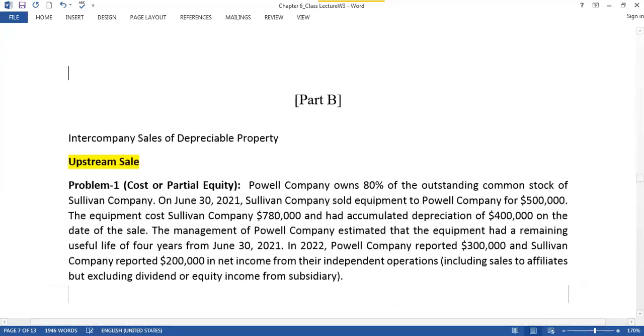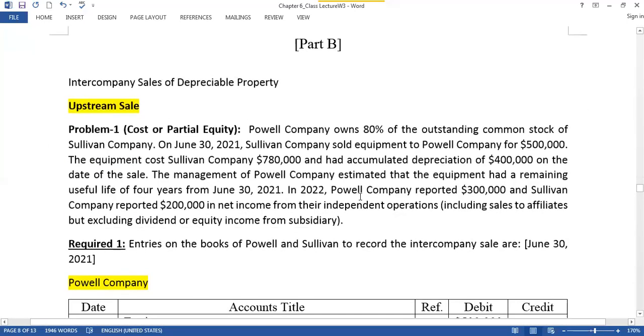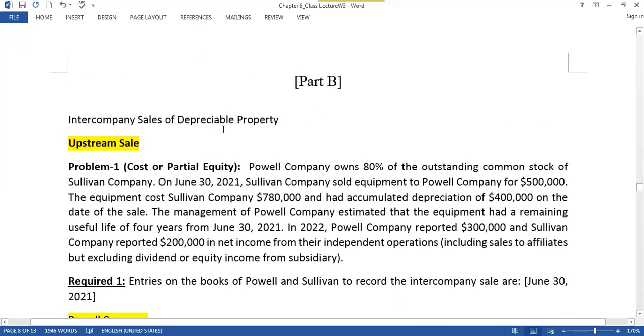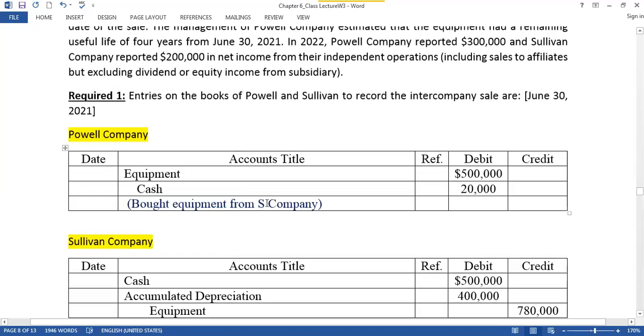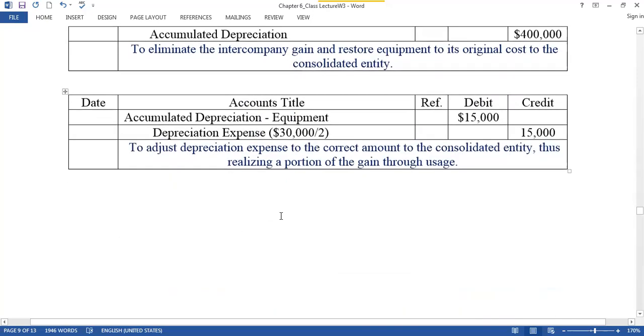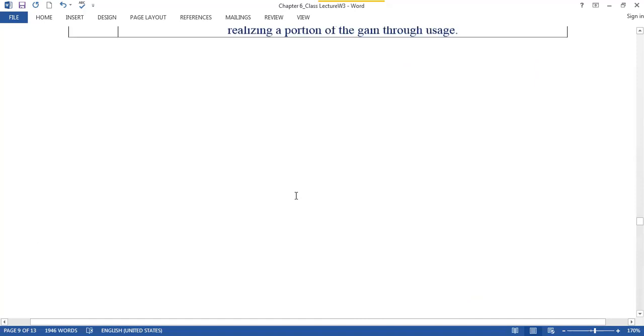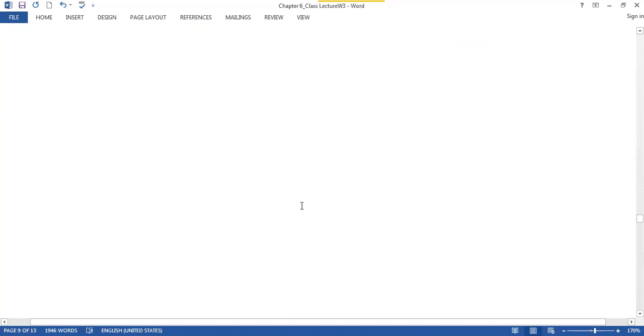Now part B is more complicated. Why? Because it is related with depreciable property. So you already have question and solution. I try to explain in different ways with some narration. So I suggest you read them again and again before you come to next class. Okay, so if I start now, I cannot finish it. So I suggest I will take another class later on.